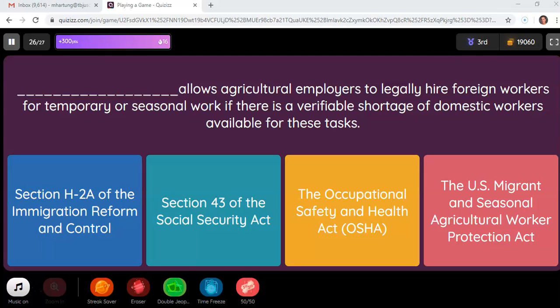Blank allows agricultural employers to legally hire foreign workers for temporary or seasonal work if there's a verifiable shortage of domestic workers available for these tasks. Which one of these things supports that? H-2A. I think that's a type of visa, like an H-2A visa for work. Section H-2A of the Immigration Reform and Control Act.